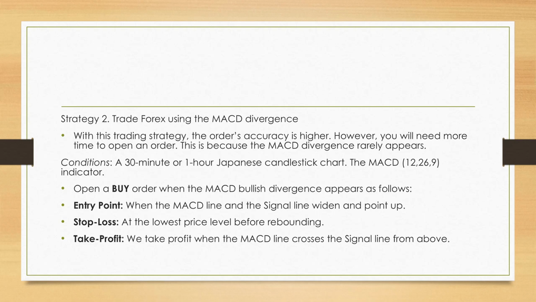What are the conditions again? A 30 minutes to a 1 hour candlestick chart. So we open a buy order when the MACD bullish divergence appears as follows. And we're going to see it in the chart after. The entry point is when the MACD line and the signal line widen and point up. Stop loss is at the lowest price level before it rebounds. We take profit when the MACD line crosses the signal line from above.